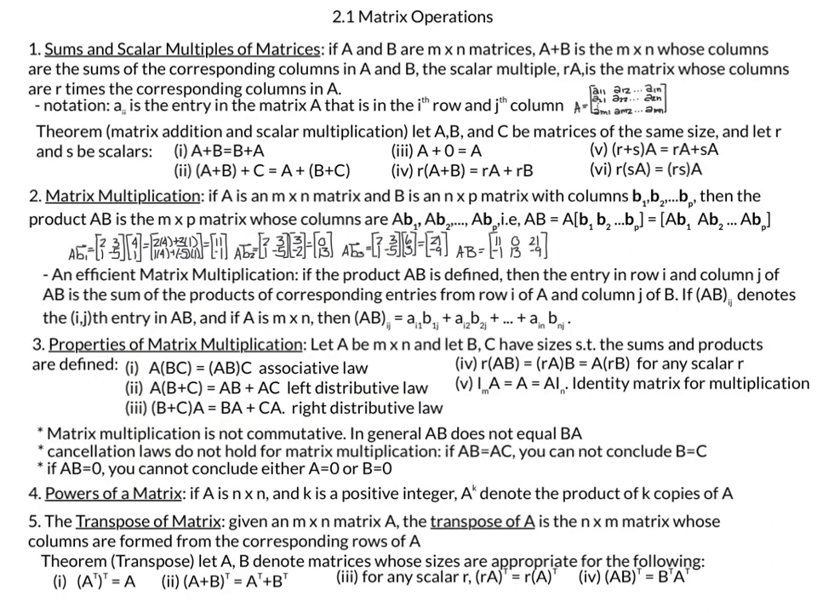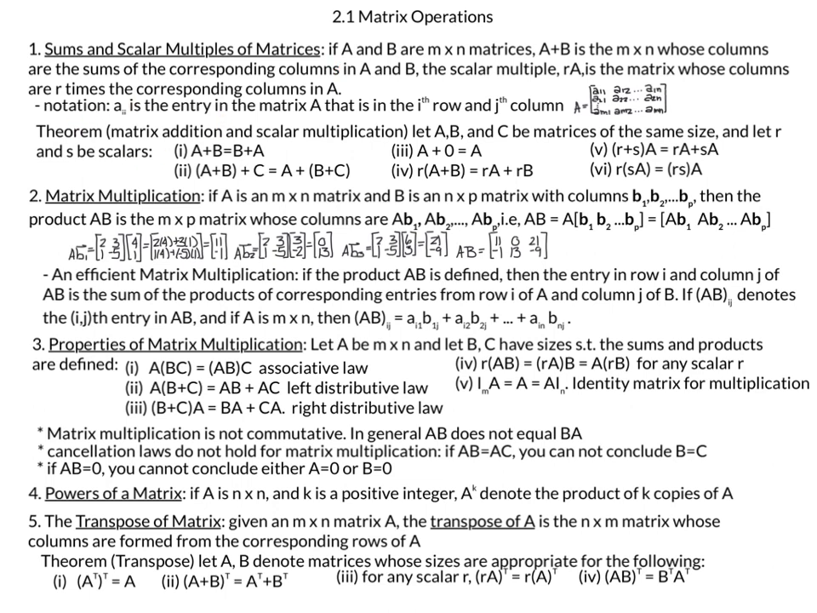So to review what we covered in this video, we talked about matrix operations. First, we talked about how to add two matrices. So if A and B are both M by N matrices, they have to be the same size, then A plus B is the M by N matrix whose columns are the sums of the corresponding columns in A and B. Then, to multiply a scalar times a matrix, R times A, where R is a scalar, is the matrix whose columns are R times the corresponding columns in A.